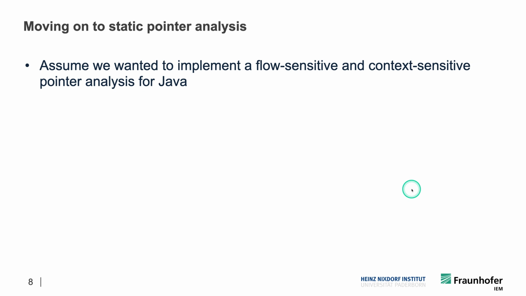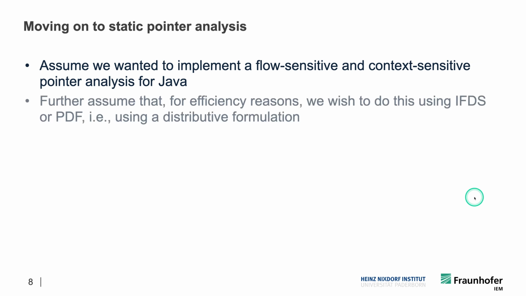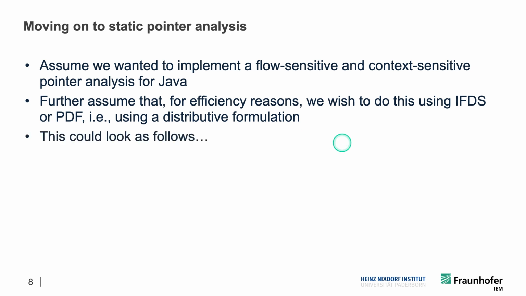Now, assume that we wanted to implement a flow-sensitive and context-sensitive pointer analysis for Java. And let us further assume that for efficiency reasons, we wish to implement this using IFDS or, sorry, this shouldn't be IFDS, this should be PDS, pushdown systems. So using a distributive formulation, right? We've already seen that if you implement things in IFDS or pushdown systems, you need to have a distributive framework, or a distributive formulation of your problem so that it fits this framework. And if we try to do this, this could look as follows.